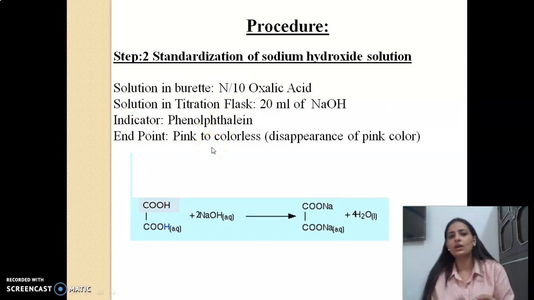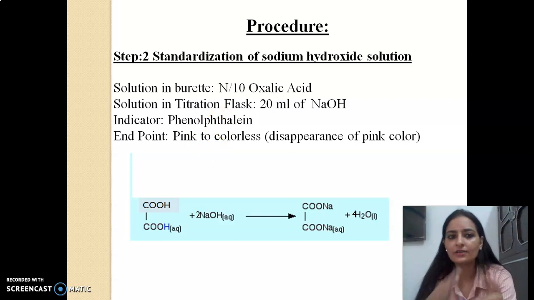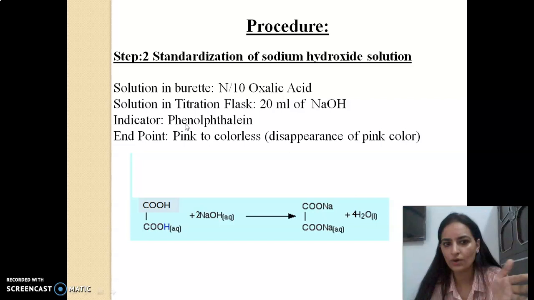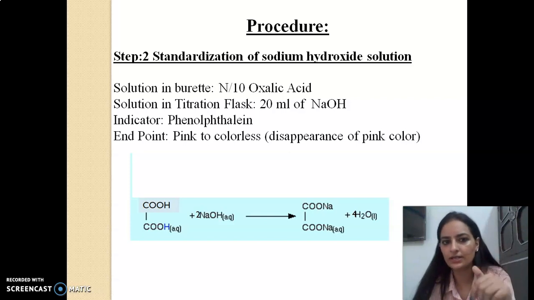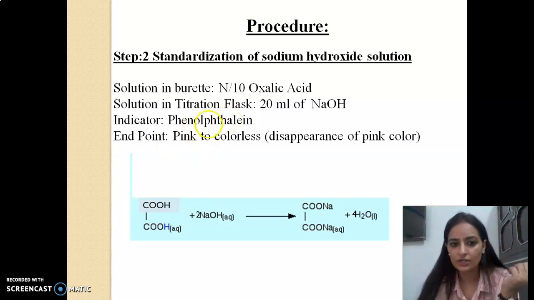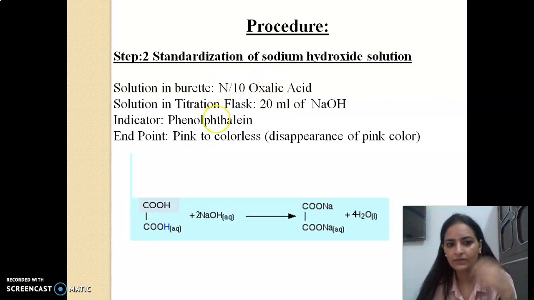At last we need to determine the end point, and for that we need some indicators. In this titration we are using phenolphthalein as an indicator. You know that phenolphthalein will give a pink color when you pour 1 to 2 drops of it in the titration flask. When you start pouring your oxalic acid from the burette into the titration flask, you will observe an end point that is pink to colorless, that is, the disappearance of the pink color. So what reaction is taking place there? When you are adding the oxalic acid to NaOH, it is neutralizing it.